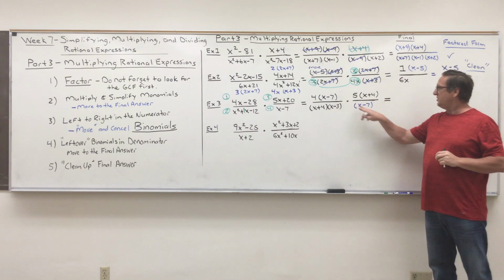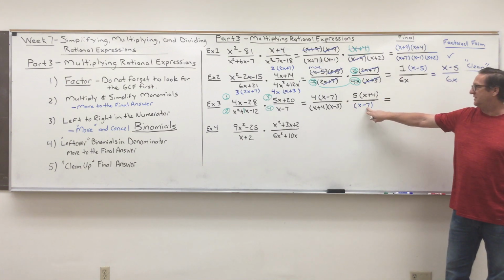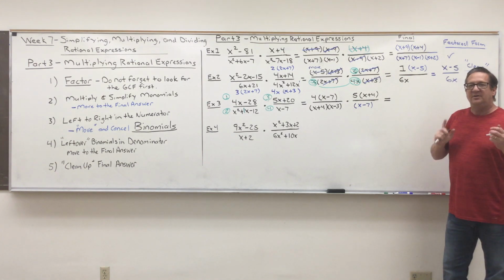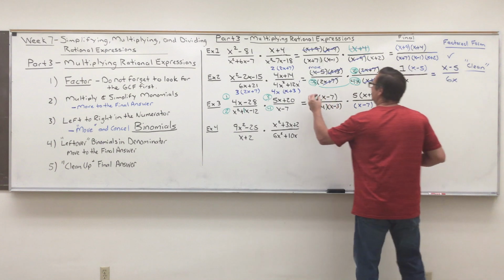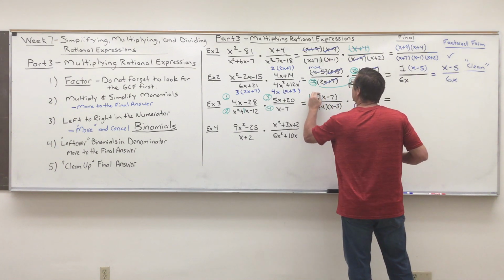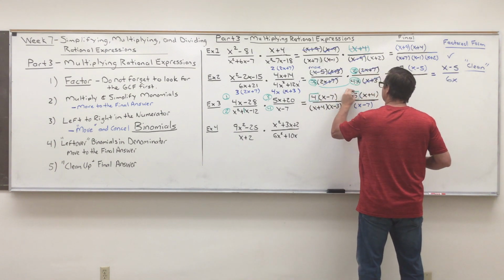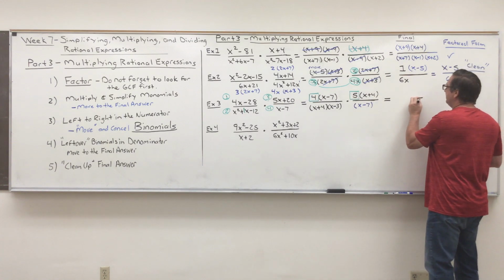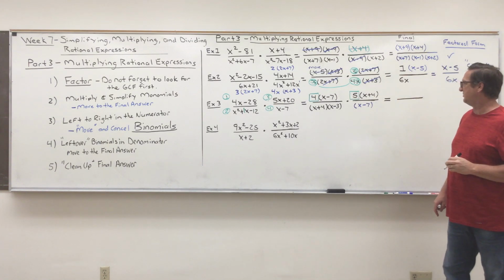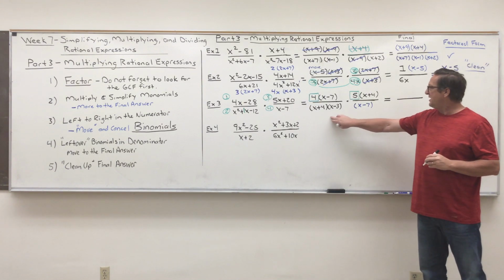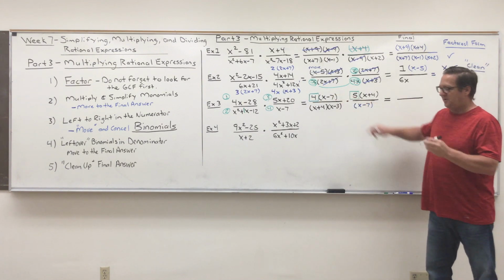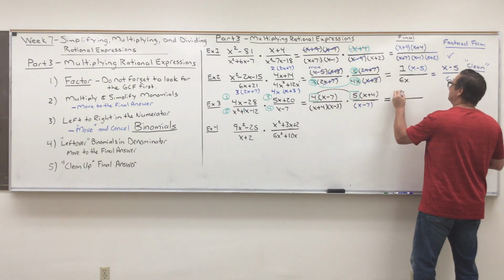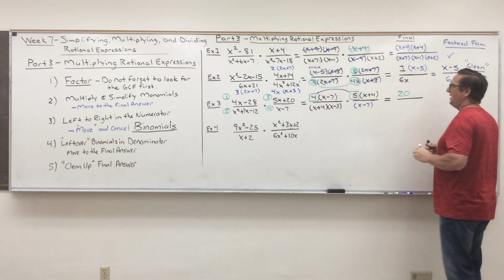So remember, I'm going to go ahead and protect it with parentheses. Okay, next step. Focus on the monomials. Get ready for your final answer. There are no monomials on the bottom, so we multiply the tops. And we get 20.